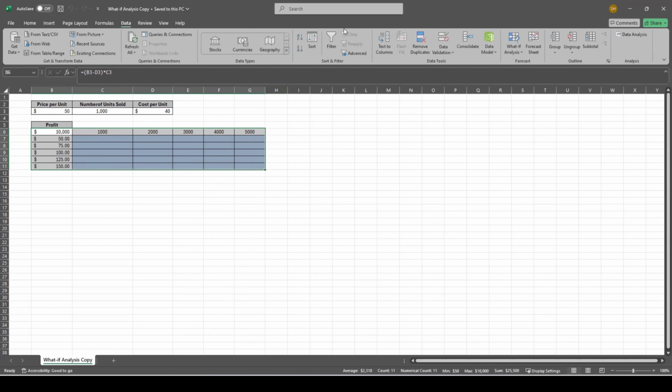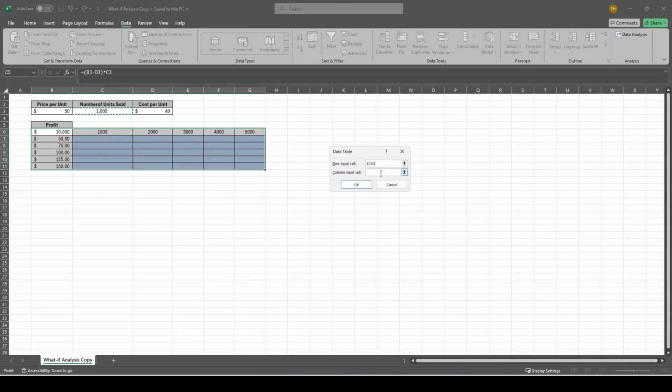Next, go to Data, go to What-If Analysis, and then Data Table. Row input cell. The row input cell values are 1,000, 2,000, 3,000, 4,000, 5,000. Those are the number of units sold. For the row input cell, I am going to select this one, C3. Column input cell. The column input cell is the price per unit. So we are going to try different combinations for different prices, for example, 50, 75, 100, 125, 150. This is the price per unit. So you're going to select this cell. That is the column input cell. Then press OK.